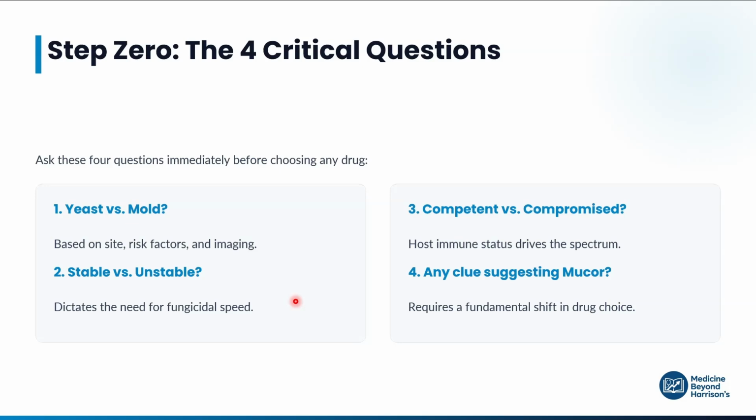Third, whether the patient's immune status is competent or compromised drives the spectrum. If the patient is immunocompromised, you always need to go for a higher spectrum of antifungal. And fourth, if there are features suggestive of mucor, this single question will change the antifungal of choice. In case of mucor, you must give voriconazole. Even liposomal amphotericin B is considered inferior for mucormycosis.